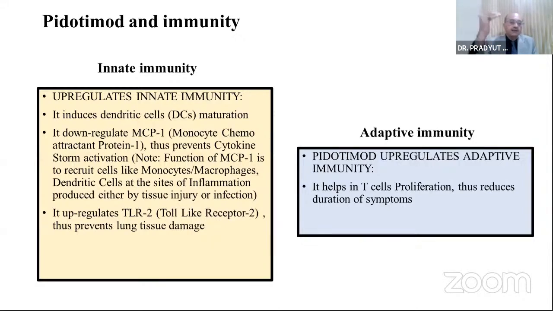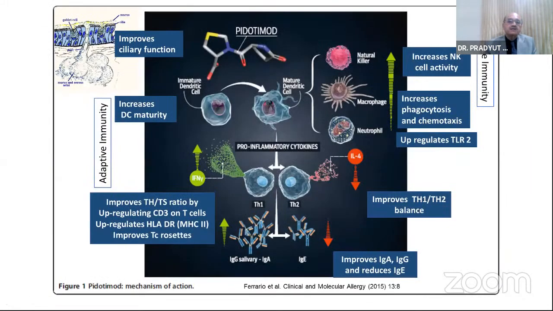So this drug downregulates, meaning it reduces the action of MCP1, therefore preventing the release of these pro-inflammatory cytokines and therefore helping in controlling the cytokine storm activation. It's a very, very important role that this drug plays. It also upregulates toll-like receptor 2, thereby preventing lung damage. Then it also upregulates the adaptive immunity, because we know it helps in T cell proliferation and thus reduces the duration of symptoms. This diagram beautifully tells us how this drug acts.